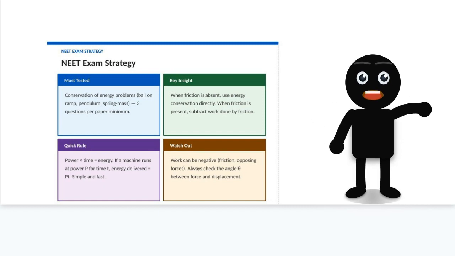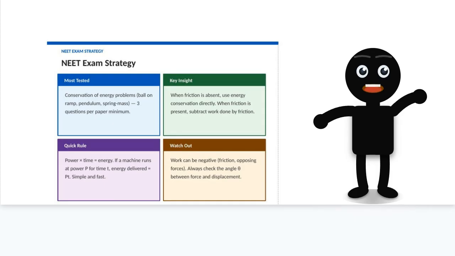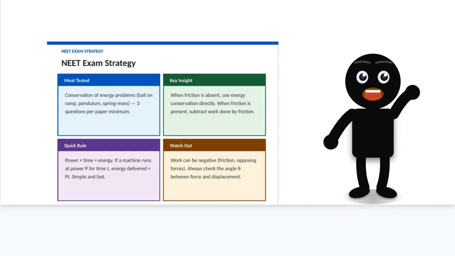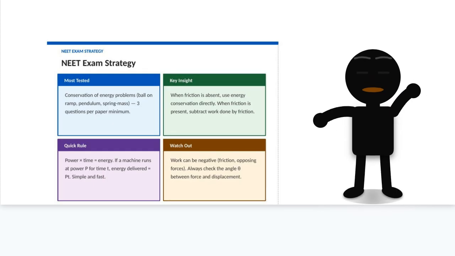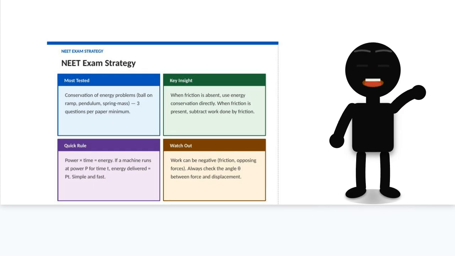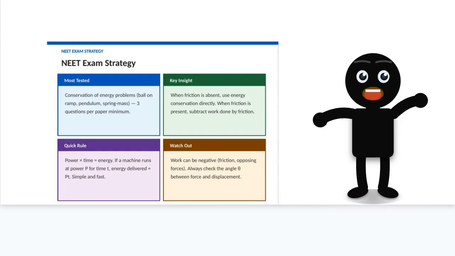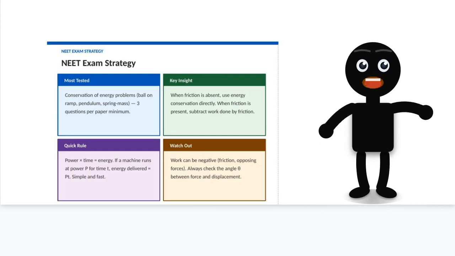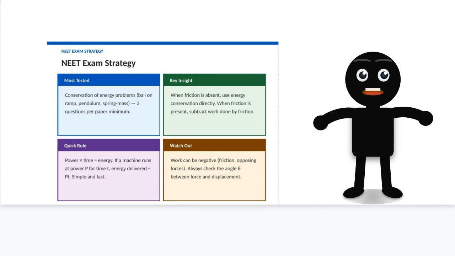The most common error is forgetting that work can be negative. Friction always does negative work. A force opposing motion does negative work. When you see a cosine theta in the work formula, ask yourself, is this angle less than 90 or greater than 90? Greater than 90 gives a negative cosine and therefore negative work.